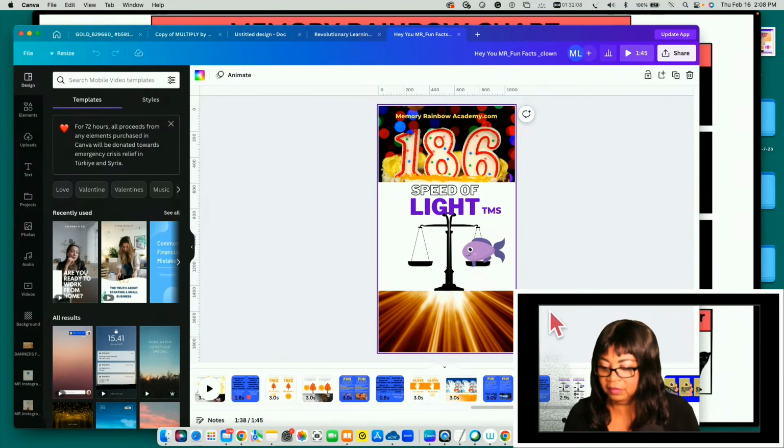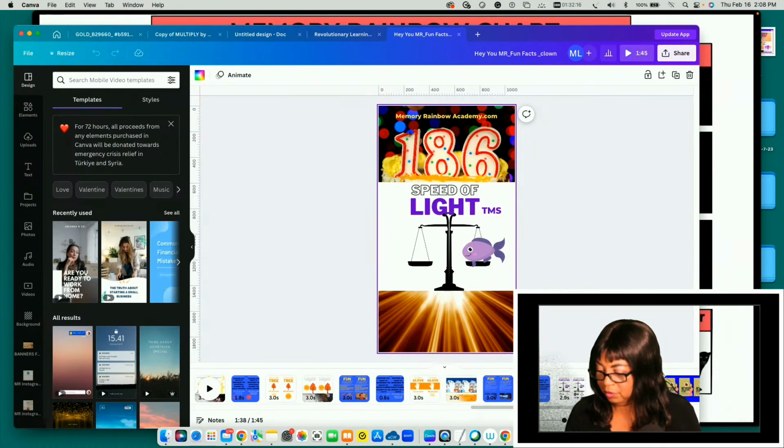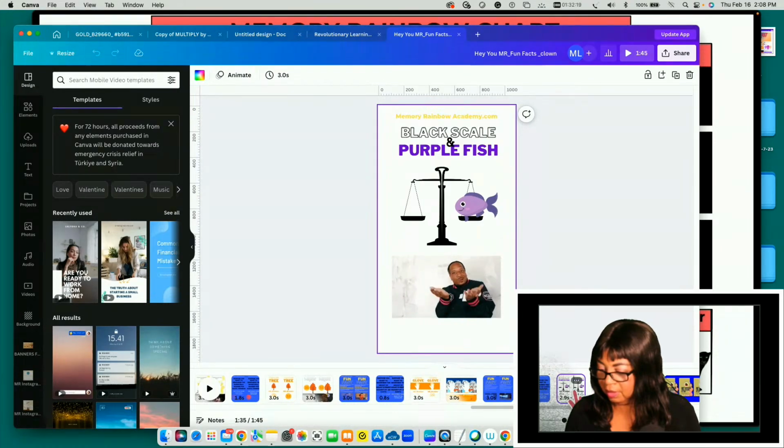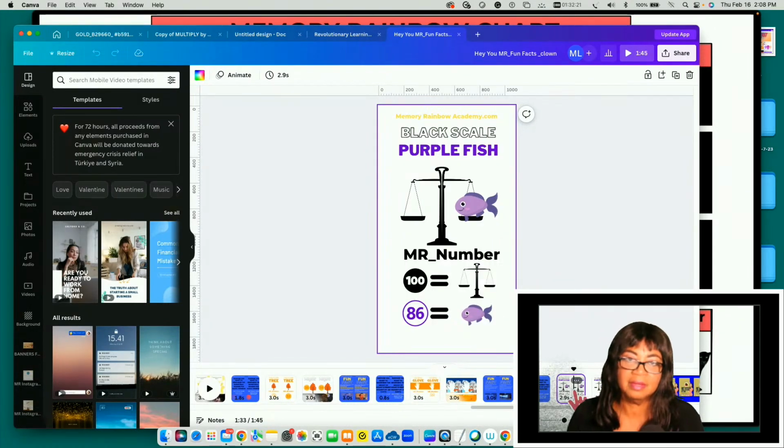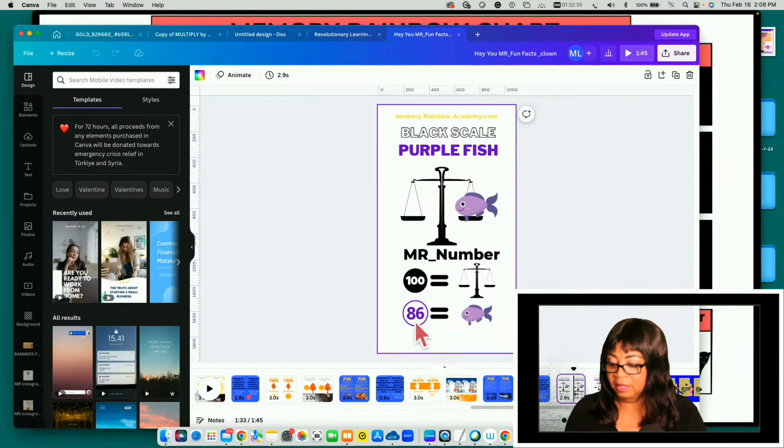So we have the speed of light, 186,000 miles per second. So 186, as we mentioned before, let me put this here. You've got 100, of course, is the black scale of justice. 86 is the purple fish, because remember the 80s, it's all about the fish. Remember the red fish with the white ibis, 9 times 9 was 81. And that was the red fish. And here you have a purple fish, because this ends in the number 6, which is a purple color, right?